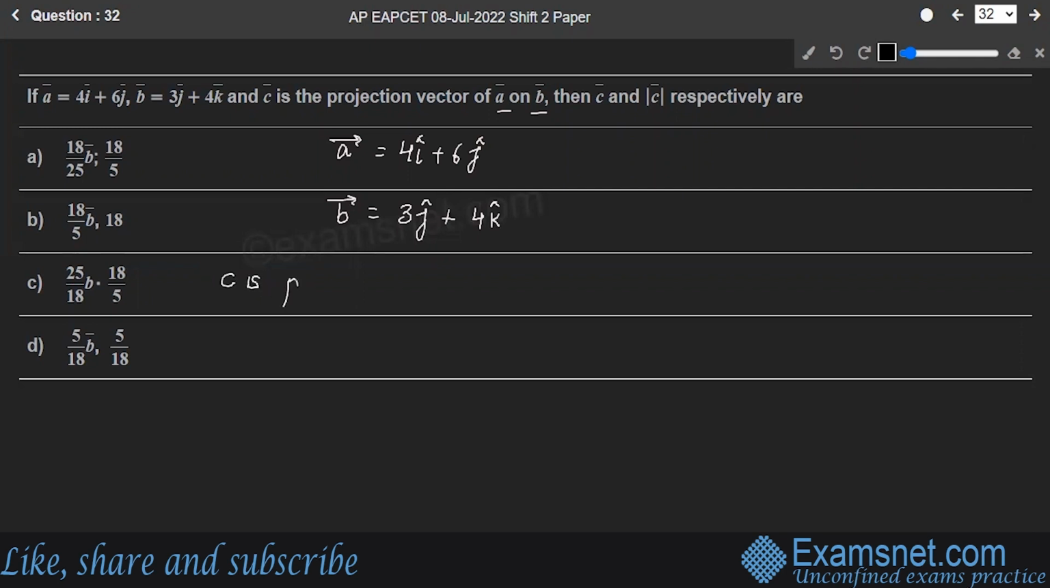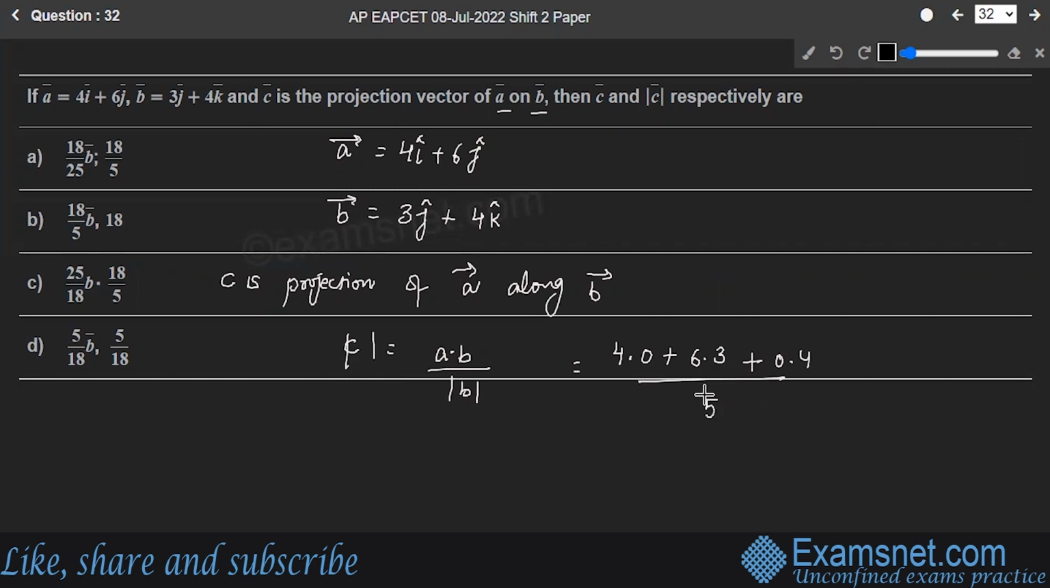C is the projection of A along B, right? Then C can be given by A dot B upon the mod of B, right? So the C can be given like this. That means this will be equal to 4 into 0 plus 6 into 3 plus 0 into 4.